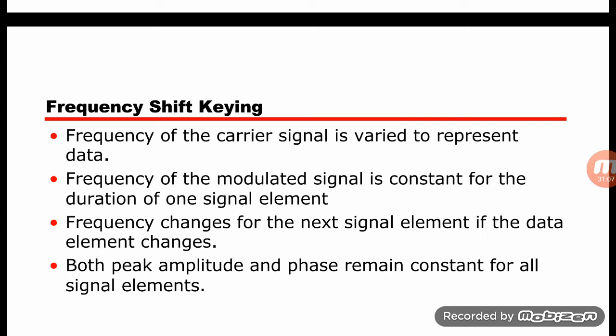It has become smaller, lower, right? But during this duration, the frequency is constant. When a 1 comes, it again changes to the same, right? Another 1 has come, so it continues with that higher frequency. And when a 0 comes, it again becomes smaller, right?